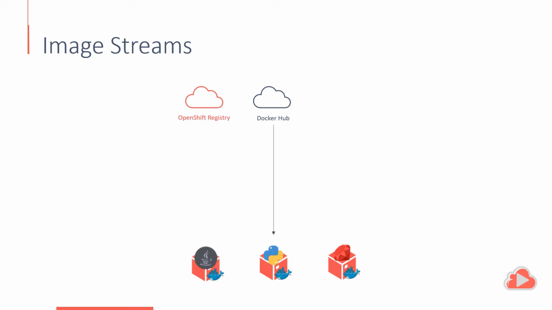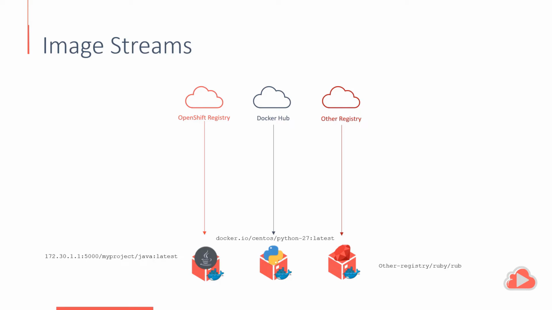However, for my Java image, I need to use a custom image placed in the internal Docker registry within the OpenShift environment. My Ruby image must come from some other private registry hosted within my organization. If this is my requirement, I would need to refer to these images in my build configuration using different naming schemes like this. The internal registry is located at 172.30.1.1. The public Docker Hub repository is at docker.io, etc.